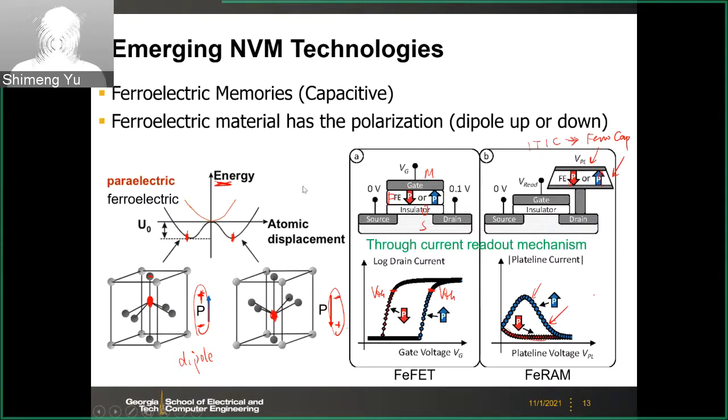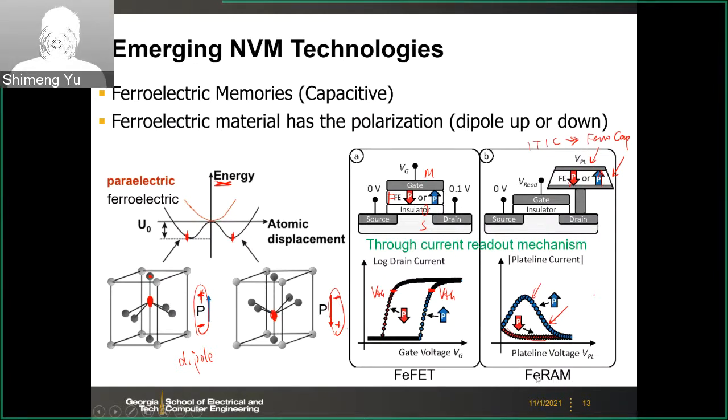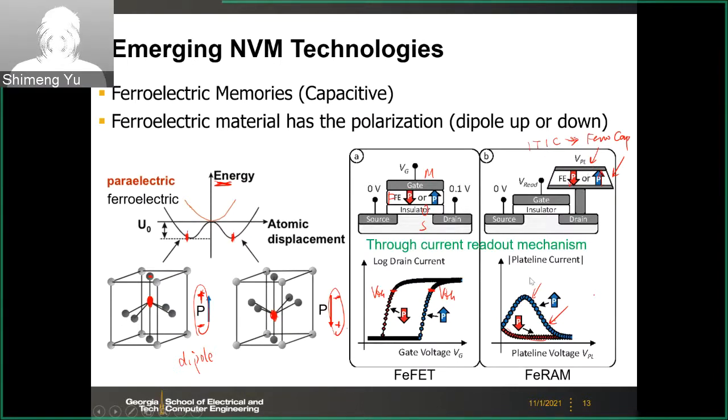So basically, here the FE-FET is like floating gate flash, and the FE-RAM, this is called ferroelectric random access memory. It's like DRAM. FE-RAM is like DRAM, and you rely on the different readout current from the plate. So this is 1T1C, but the difference is that the C is a ferro cap instead of a regular cap.